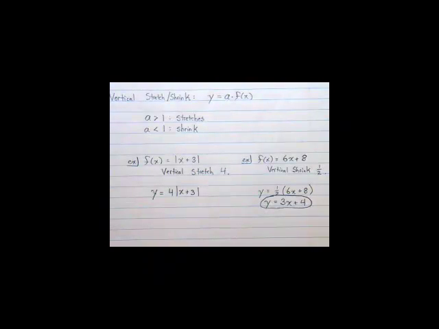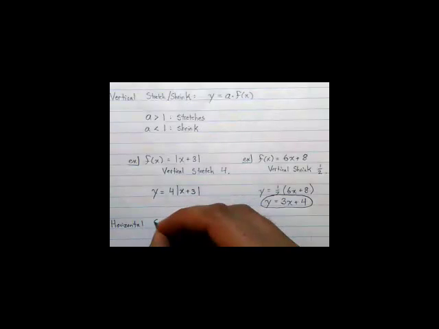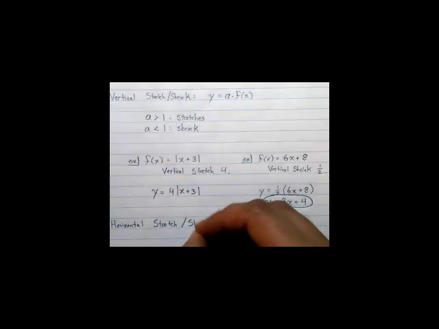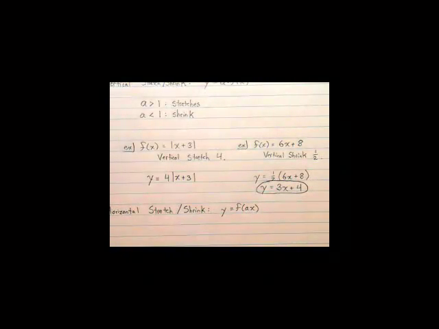Horizontal gets a little stickier, like the other ones. We're going to think substitutions again with these guys. All right, so with these, it's f of ax. Do you see the difference between these two? What's the difference in how I'm doing it?